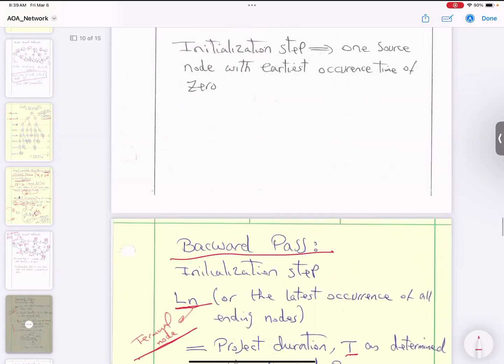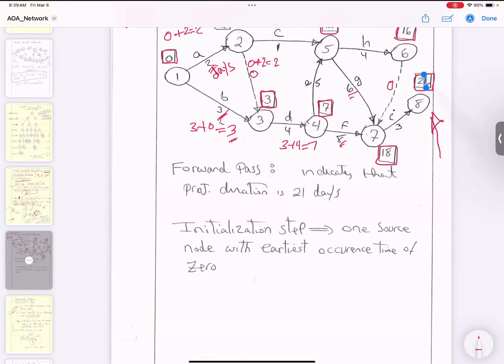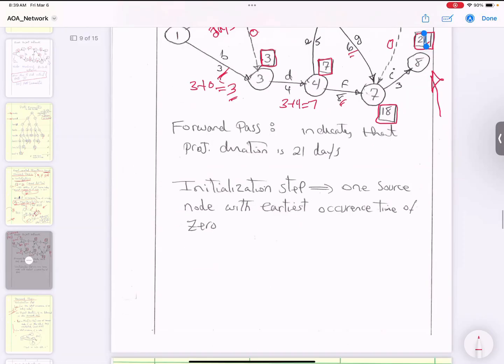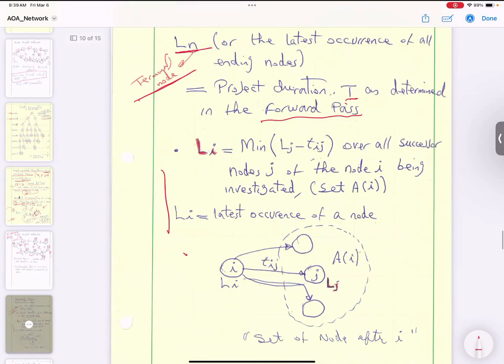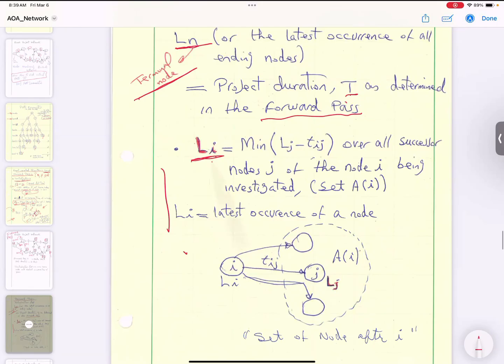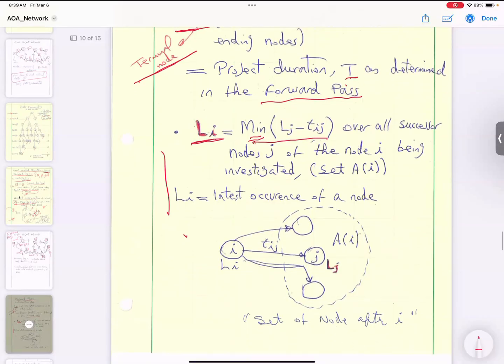So the latest occurrence of this node, which is called the sink node, is 21 days. So that's what we're trying to tell. We're going to go backward. We're going to start from the ending node and go from 8 to 7, 6, 5, 4, 3, 2, and reach node number 1. We do the opposite. How are we going to get it started? We look at L sub n, and that's going to be the project duration T. And then we use this formula: latest occurrence of any node is equal to the minimum of L sub j minus T sub ij. This time we're going to take the minimum. And basically, that's how you do it.